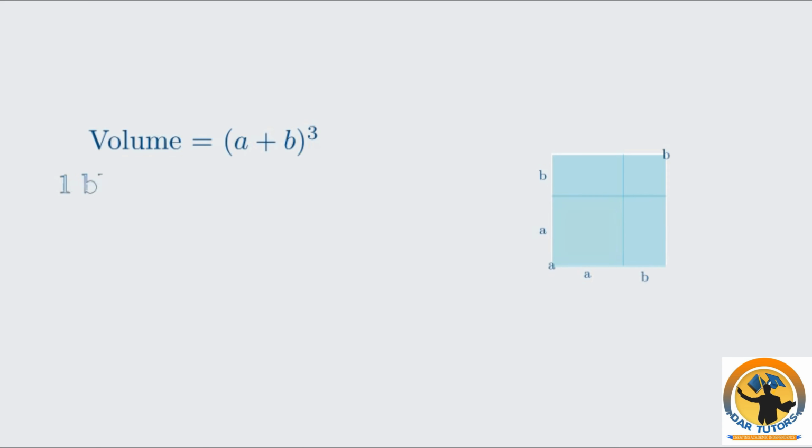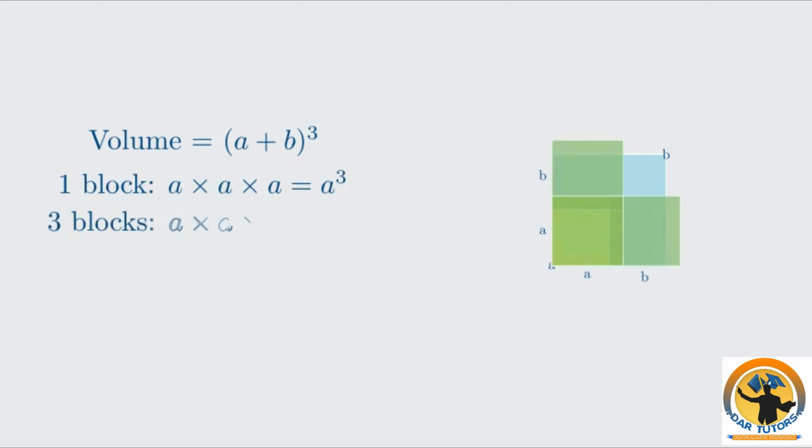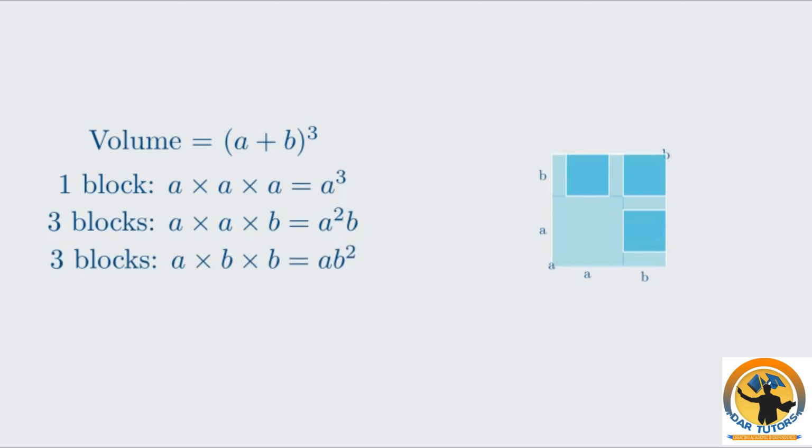Let's count them. We have one block with dimensions a by a by a, giving a volume of a cubed. There are 3 blocks with dimensions a by a by b, each with a volume of a squared b. Similarly, there are 3 blocks with dimensions a by b by b, each with a volume of ab squared. And finally, one block with dimensions b by b by b, giving a volume of b cubed.